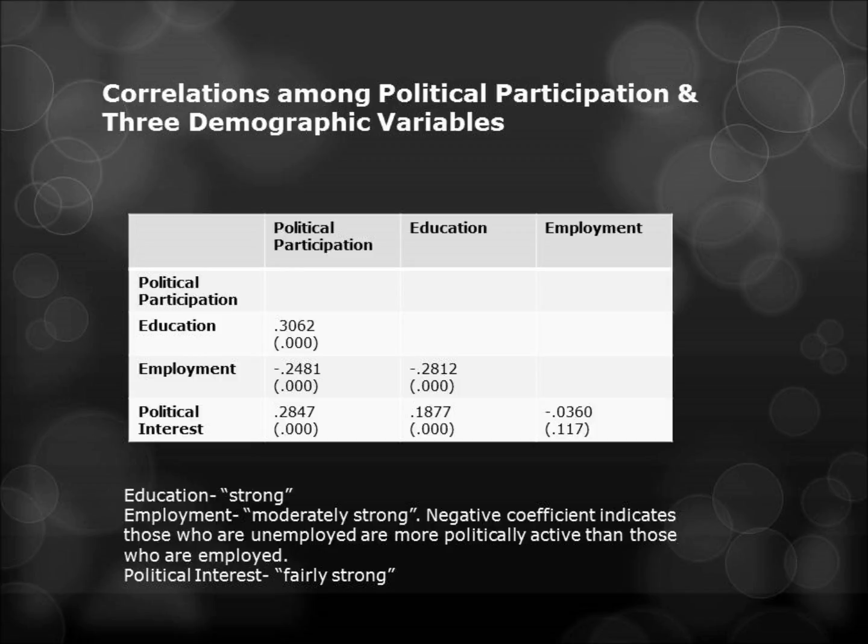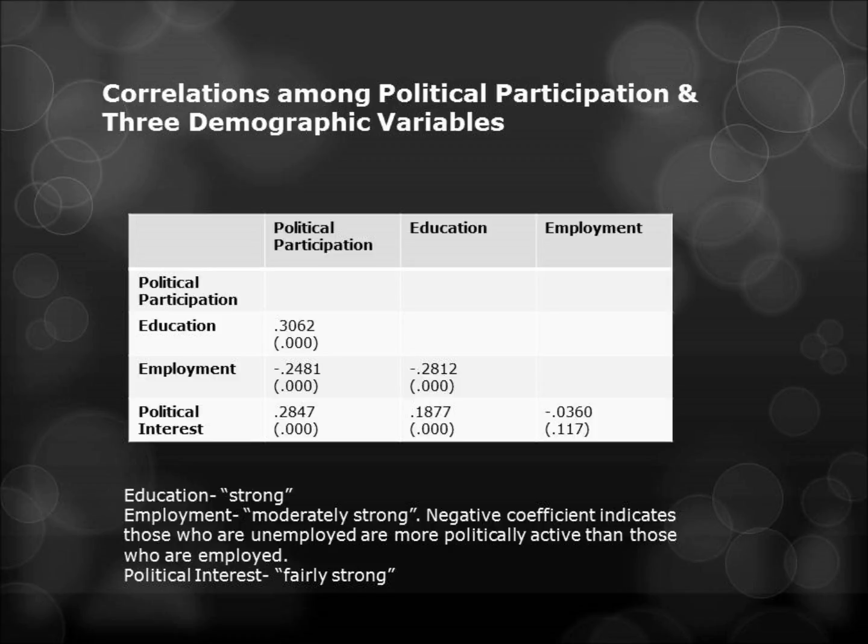Our second independent variable, employment status, has a correlation coefficient of 0.248, which is moderately strong in accordance with the standards for public opinion data. The negative coefficient tells us that those who are unemployed tend to be more politically active than those who are employed. This goes against our previously stated hypothesis.